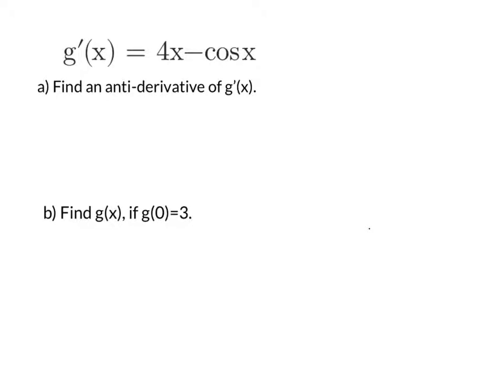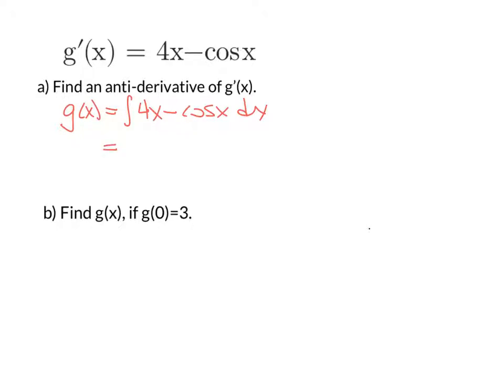If the derivative of g is equal to 4x minus cosine of x, I first ask you to find an antiderivative of g prime of x. So the antiderivative is going to be that original function whose derivative is 4x minus cosine of x. So really we're trying to integrate 4x minus cosine of x with respect to x.